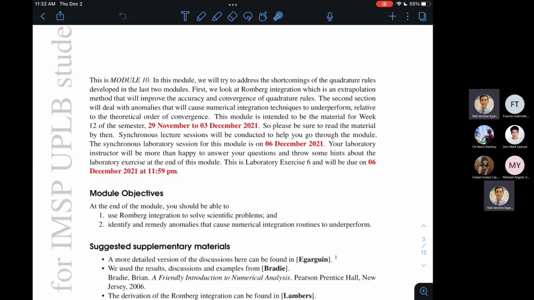I actually like the exercise this week kasi hindi siya straightforward na application nung Romberg integration at saka nitong pag-uusapan natin today, which is about numerical integration anomalies. Right? Maganda siya. Pero meron mga steps kayong dadaanan bago nyo ma-apply yung Romberg integration saka yung synthesis between the Romberg integration and integration anomalies. So I hope you can join your lab instructors on Monday because they will guide you, especially medyo maraming intermediate steps yung exercise for this week.